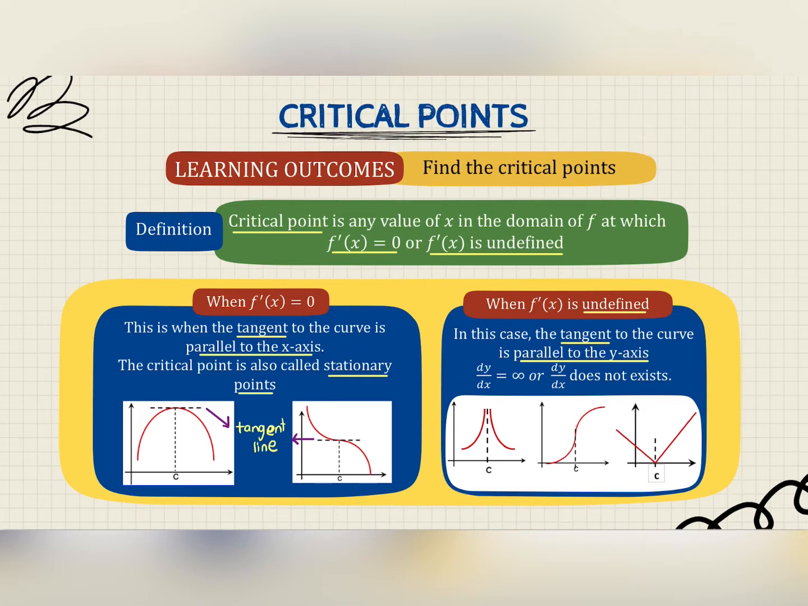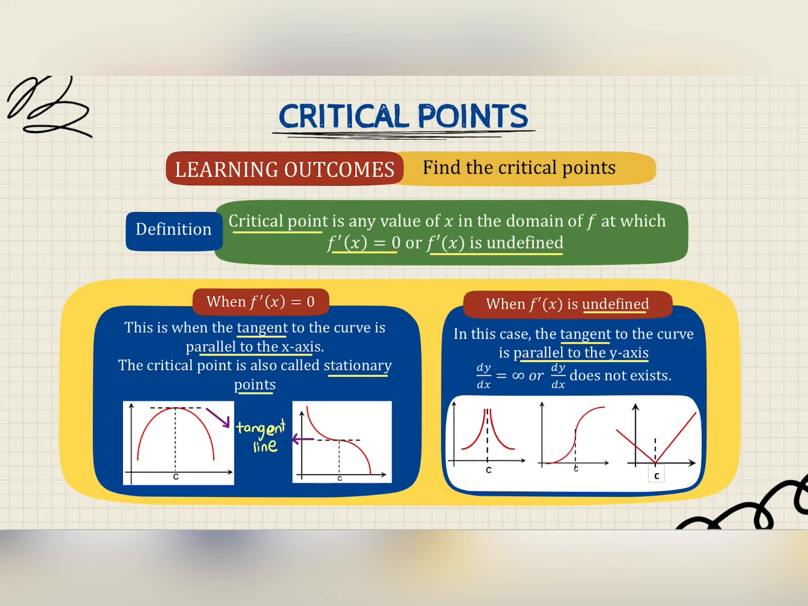Okay, so what is actually a critical point? So critical point is any value of x in the domain of f at which f prime x equals to 0 or f prime x is undefined. Okay, maksudnya untuk dapatkan critical point, kita akan cari bila f prime x equals to 0 ataupun f prime x is undefined. So critical point ni ada dua condition lah.